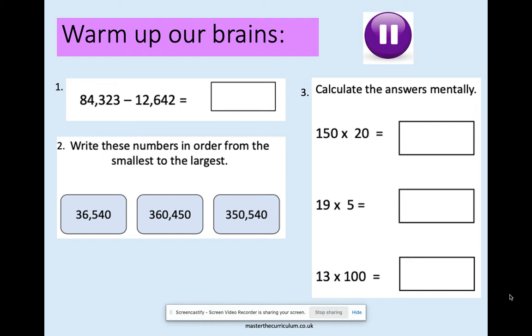To warm up our brains this morning, we're going to do these three calculations. The first one is a subtraction. You might want to use column method. Number 2, write these numbers in order from smallest to largest, so rearrange them. And for number 3, you have to answer these mentally, which means use your known facts of your times tables to work them out. Pause the video and show me all your working on your piece of paper. You will upload this to J2 Launch later today.